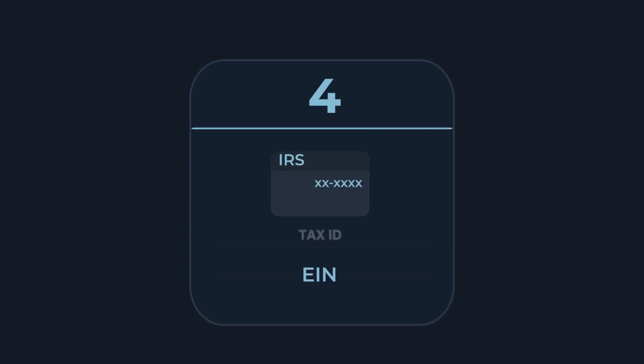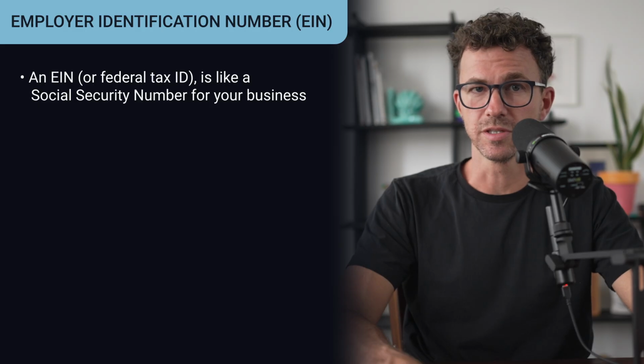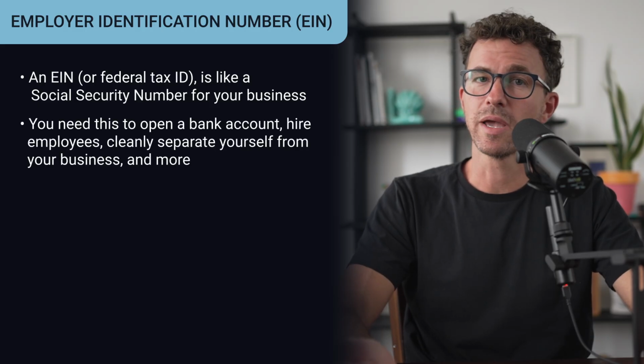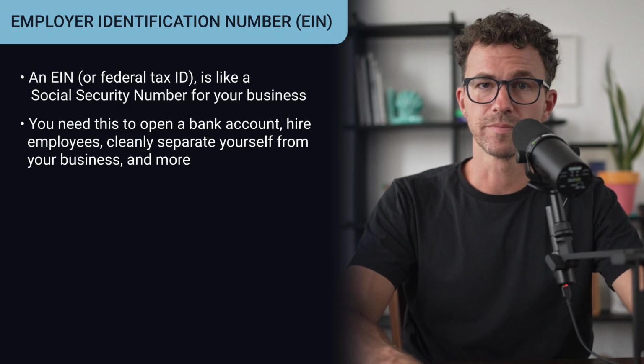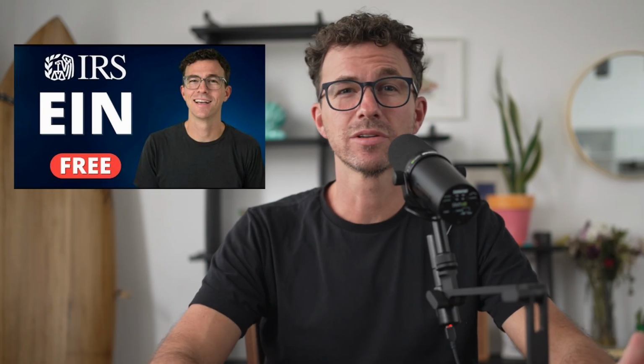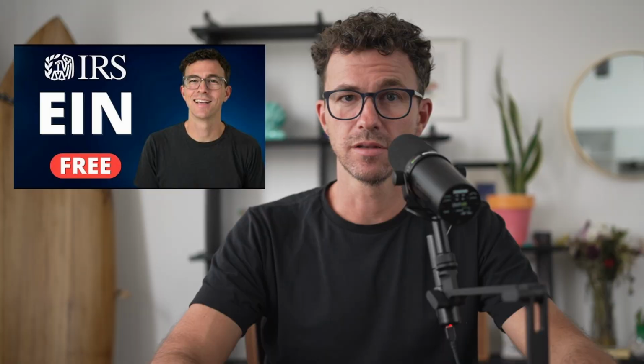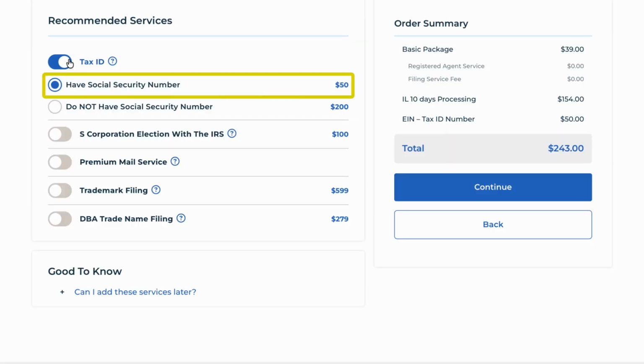Step 4, get an employer identification number, EIN. An EIN is like a social security number for your business. You need this to open a business bank account, hire employees, cleanly separate yourself from your business, and more. The application process is quick, taking around 10 minutes online through the IRS's website. But having Northwest do this ensures there's no errors in the filing.